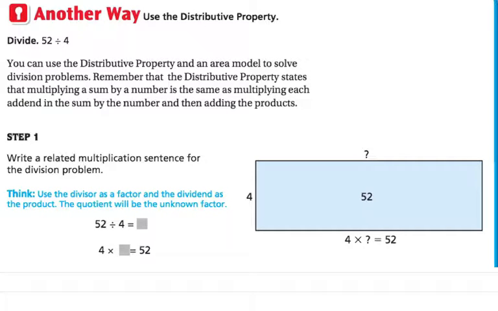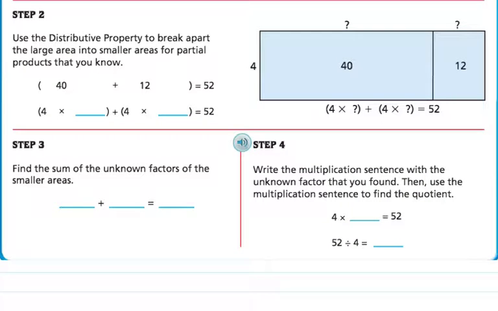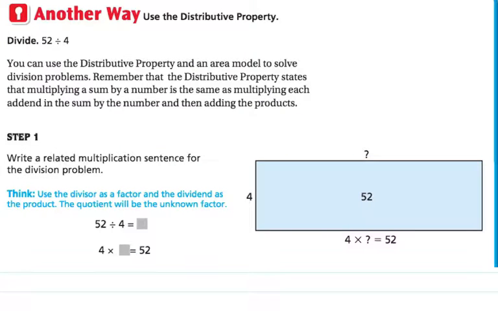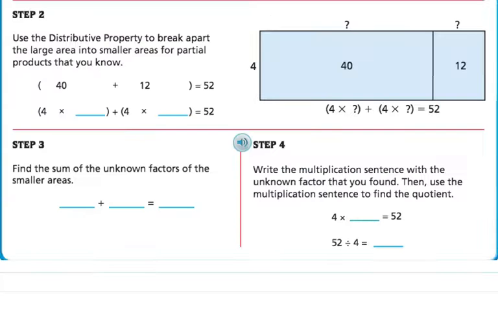So in step 2, we're actually going to break up the problem. It says, use the distributive property to break apart the large area into 2 smaller areas for partial products that you know. So we see the larger area is 52. We're going to break that down into 2 smaller parts. We broke it down to a multiple of 10, which is 40, and 12. So if we add those back together, we would get 52. So that's what this step represents here, the breaking up of the big 52. Next, I'm going to work inversely, and I'm going to say to myself, 4 times what number equals 40?